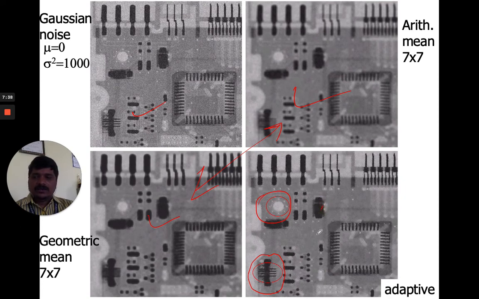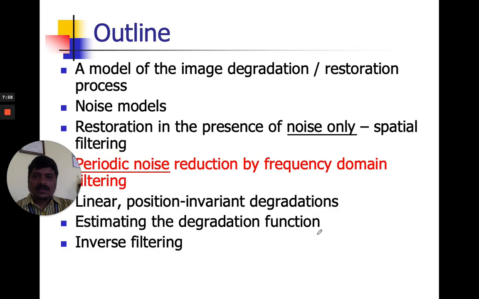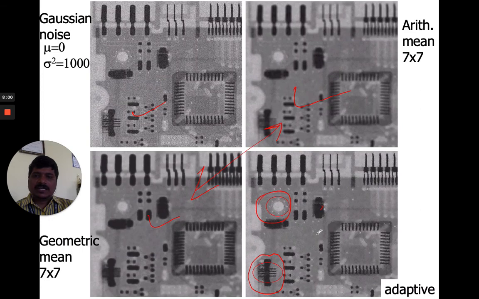Okay, so I hope you have understood. Basically, these adaptive filters reduce the noise and also have very little blurriness. The sharpness of the images will be higher compared to other filters. Okay, so this is about the adaptive filter.